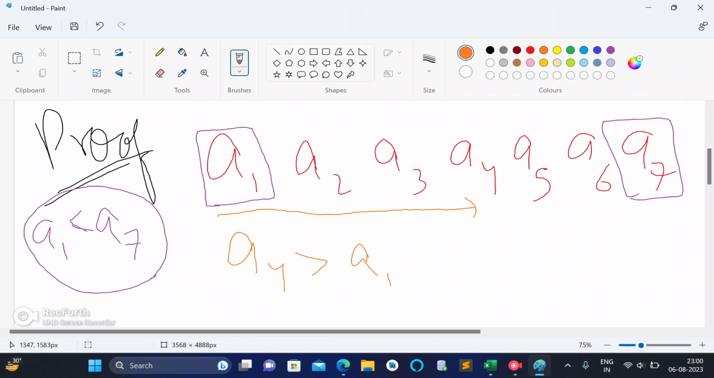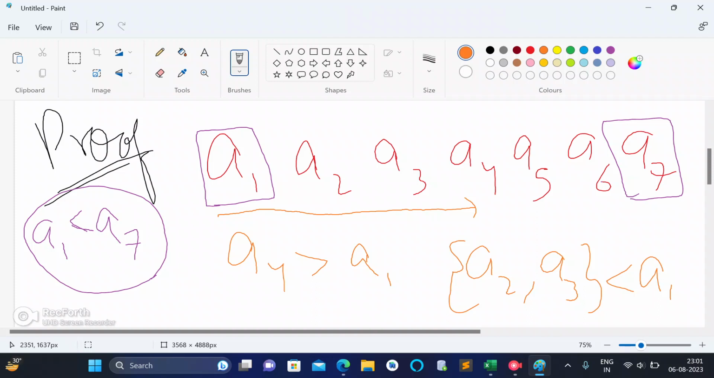If A4 is greater than A1, don't you think it means A2 and A3 are lesser than A1? A2 and A3 both are lesser than A1, because I am traversing from A1 and trying to find an element which is greater than A1. I found A4 as the first such element, so it means A2 and A3 are lesser than A1.